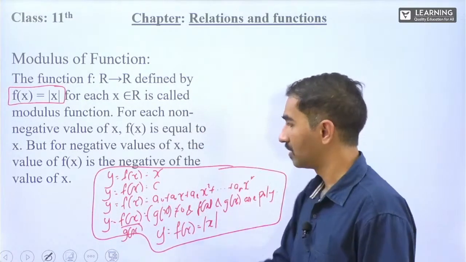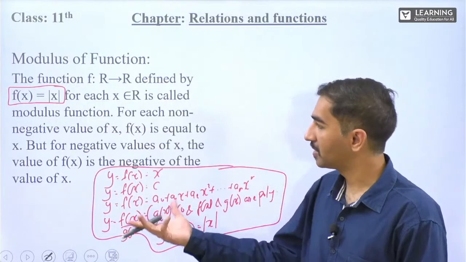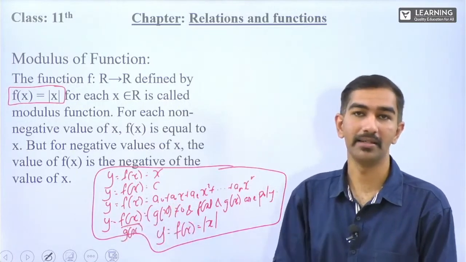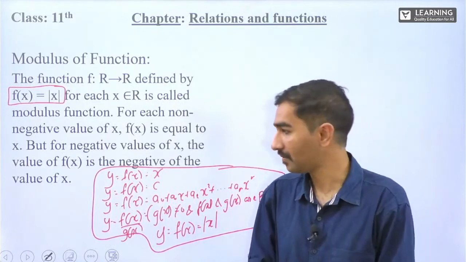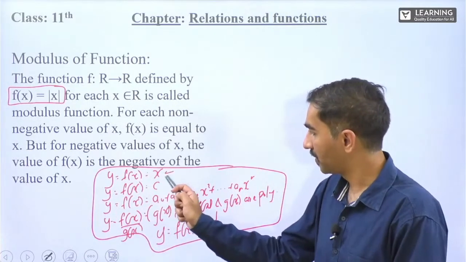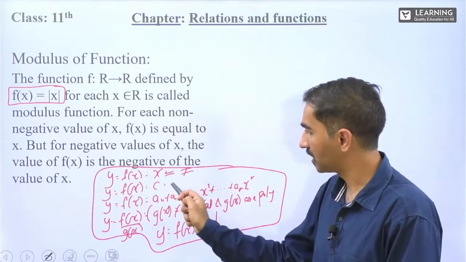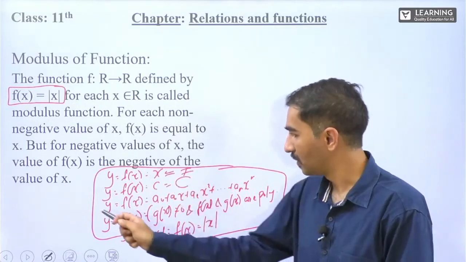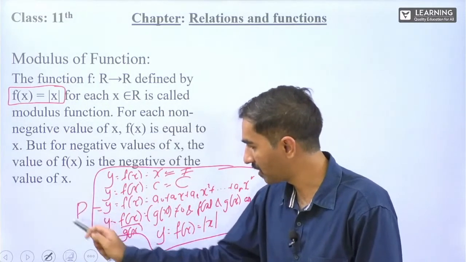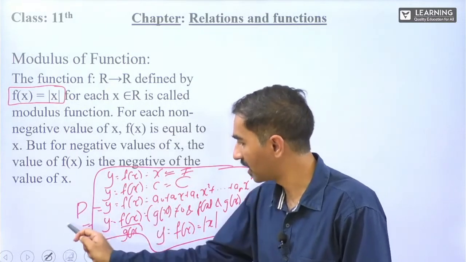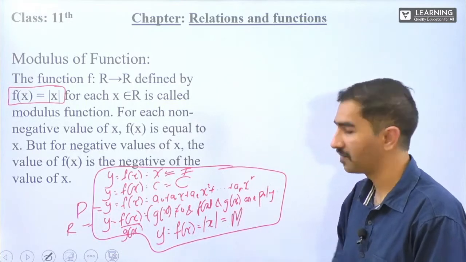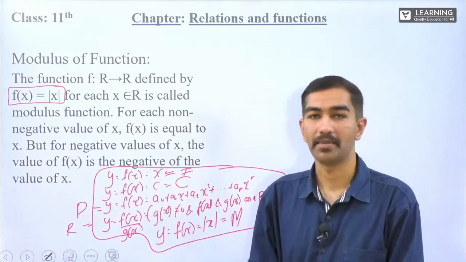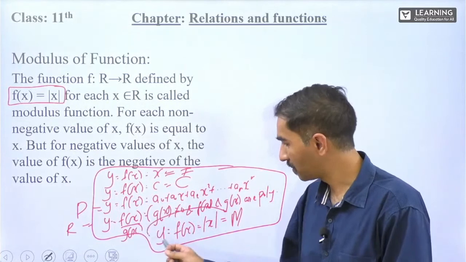These are not all the functions. There are two more functions, as I said at the very beginning of the class. So we will do those in the next class. Now, which type of function is this? Identity function. Which type of function is this? Constant function. Which type of function is this? Polynomial function. Which type of function is this? Rational function. And which type of function is this? This is a modulus function. You have to remember all these things, students.